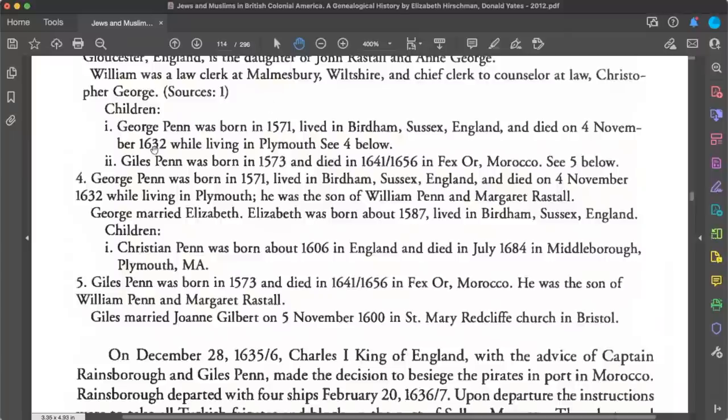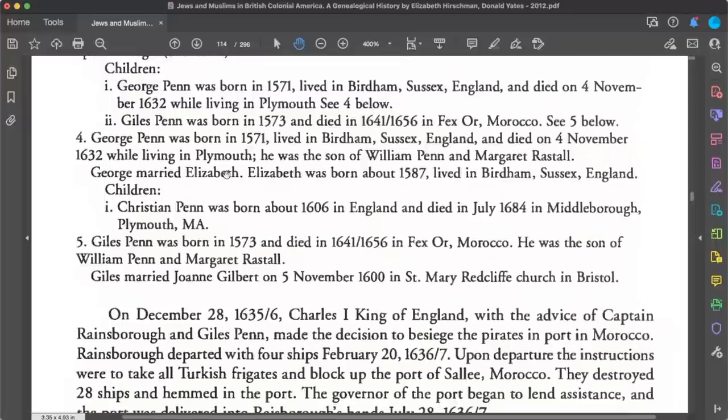It says here, children: George Penn was born 1571 and lived in Burnham, Sussex, England, and died on the 4th of November, 1632, while living in Plymouth. Giles Penn was born 1573 and died 1641 to 1656 in Fexor, Morocco. He died in Morocco, all right? A Penn dying in Morocco, an ancestor to William Penn, all right? What's he doing in Morocco?